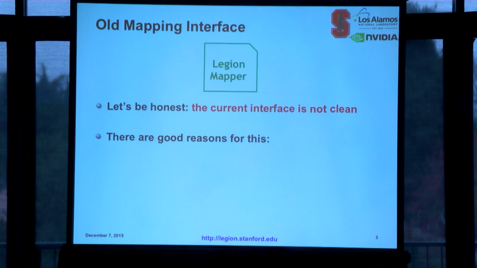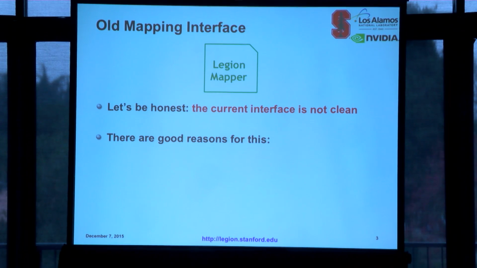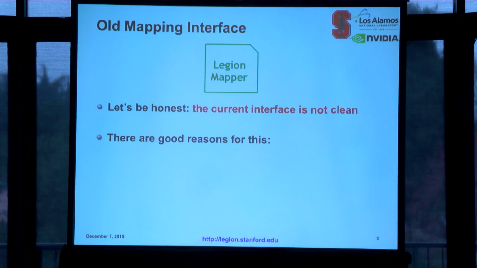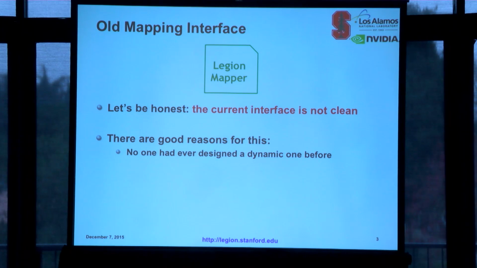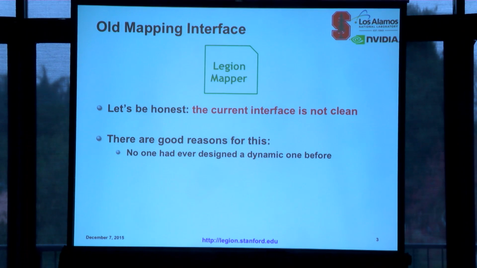OK, well, there are some good sides and downsides to this. First off, the current mapper interface is, let's be very frank, not very clean. And a lot of people have struggled with it up to this point. I'd like to claim that there's actually a very good reason for this. First off, no one has ever built one of these before. No one has had an interface which allows you to specify all possible performance decisions associated with their code and compute those things dynamically and not just specify them statically.